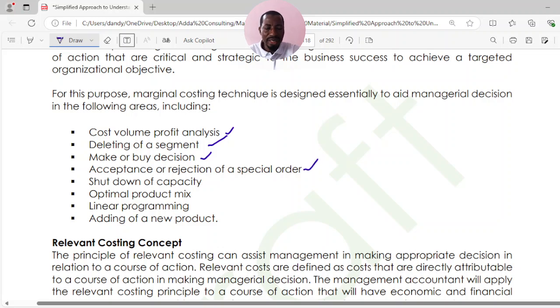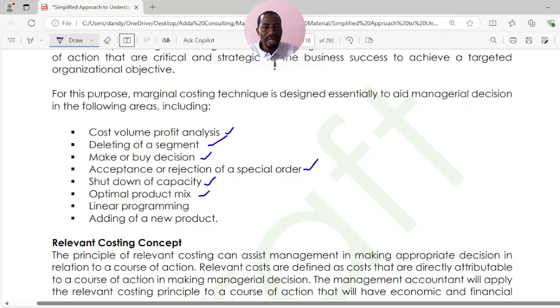Then not only that, in shutdown of capacity, if a particular capacity is not suitable or is becoming problematic for the organization, the company may want to shut it down, especially if it is not profitable. So for this purpose, you need the concept of marginal costing to do that. Under optimal product mix, you also need the knowledge of marginal costing concepts to analyze that.